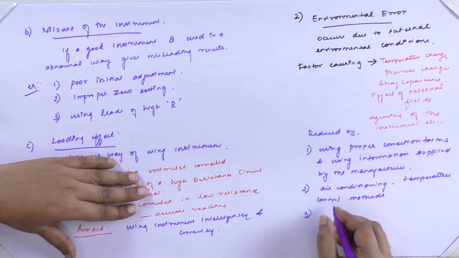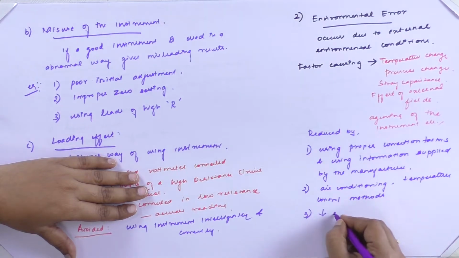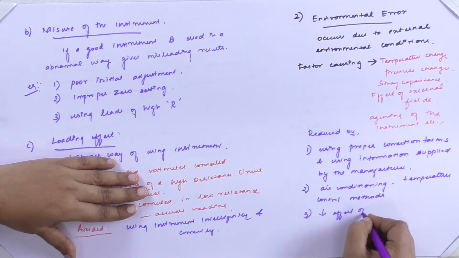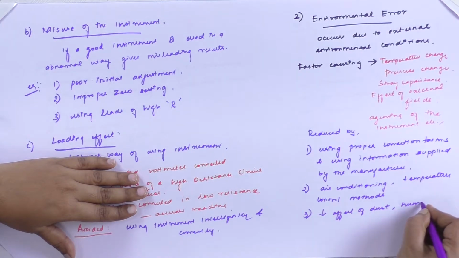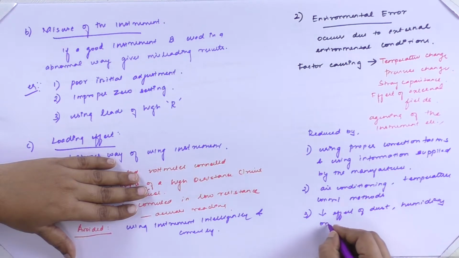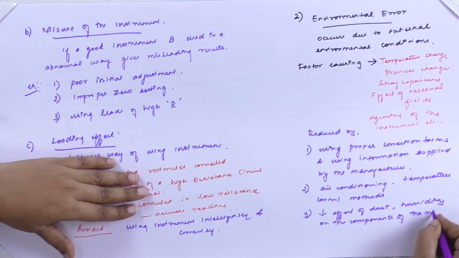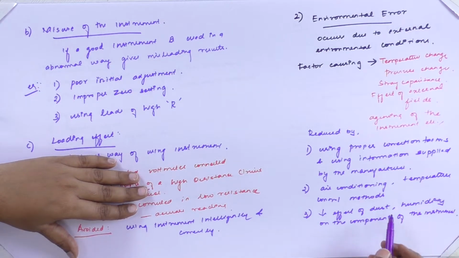The third one is how to reduce the effect of external dust and humidity on the components of the instrument, so that it will not cause environmental errors. You can eliminate this by proper shielding. We can eliminate the effect of dust and humidity on the components of that instrument.